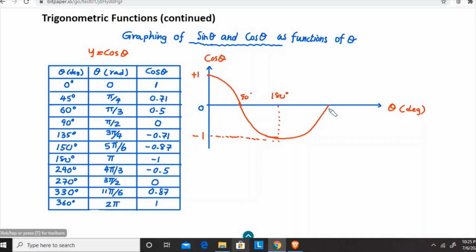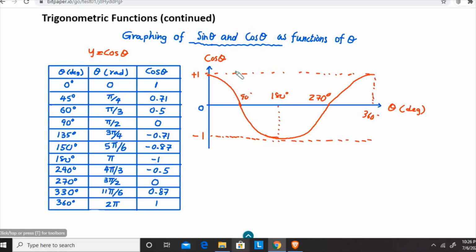And when it crosses the x-axis again, that would correspond to an angle of 270 degrees. And then it will reach its maximum value over here. And that corresponds to 360 degrees. So you can see, I mean, this is just a sketch. It's not perfect, but I believe you get the idea.